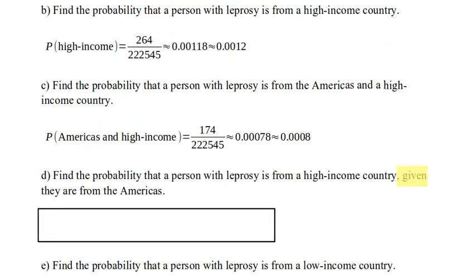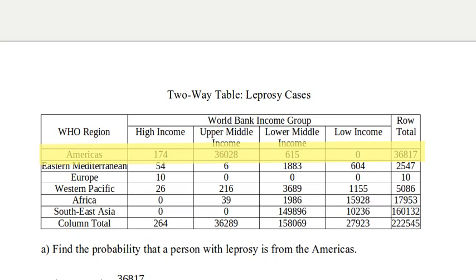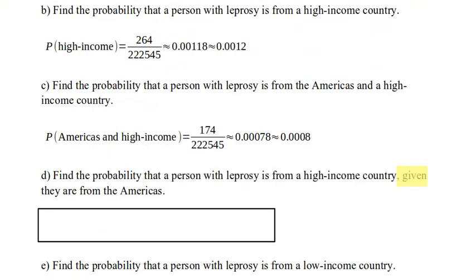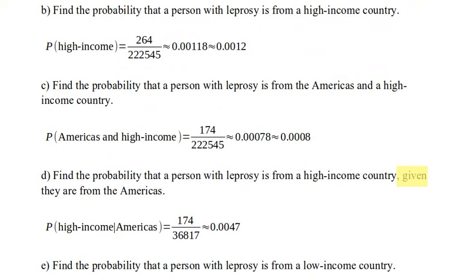Now let's see what else it asks us. A high-income country in the Americas. We're only looking at this one row, and we see that the high income in the Americas is 174. So 174 over 36,817. And when we do that, we can see that the probability of being from a high income country, given that you're from the Americas, is 174 over 36,817. That simplifies to 0.0047.